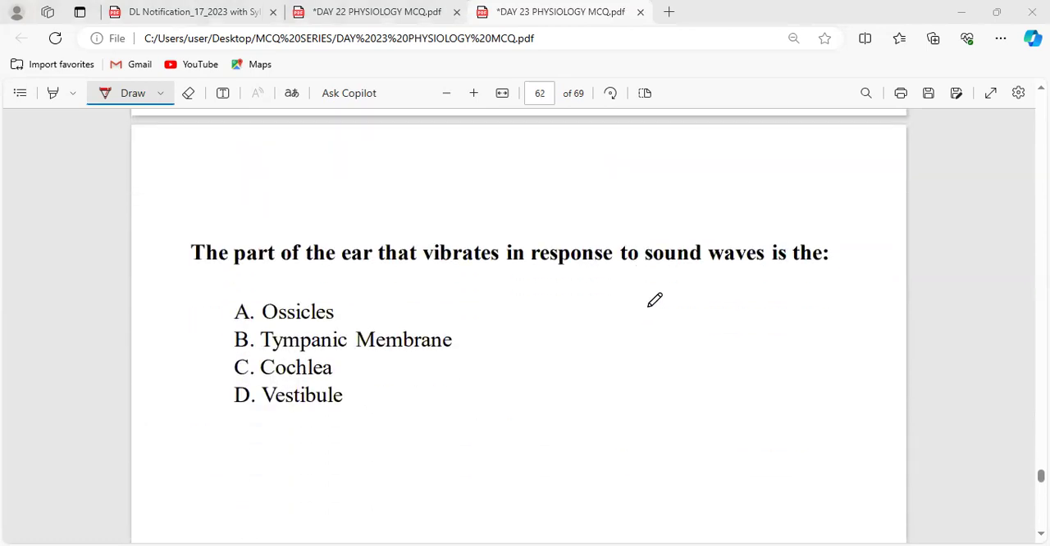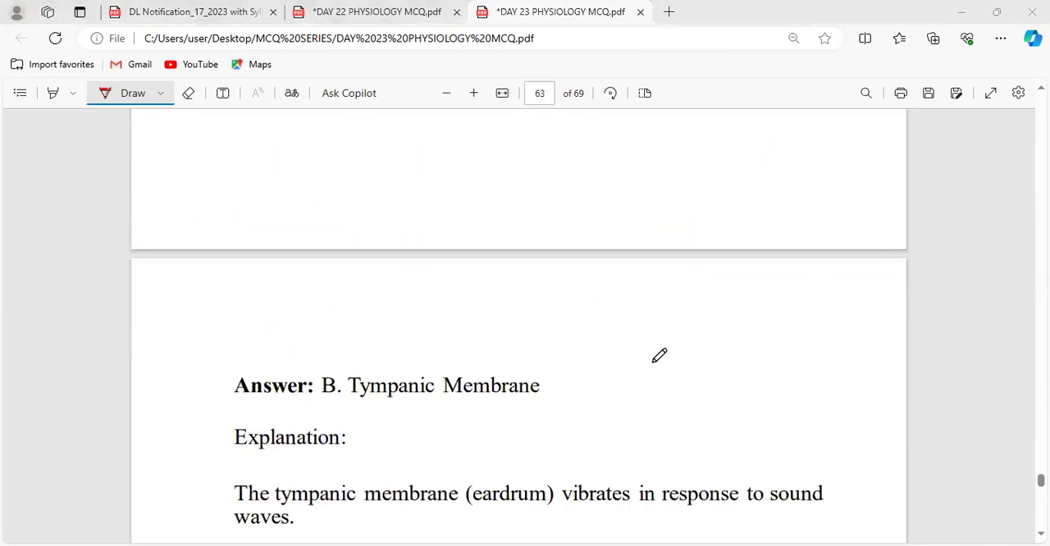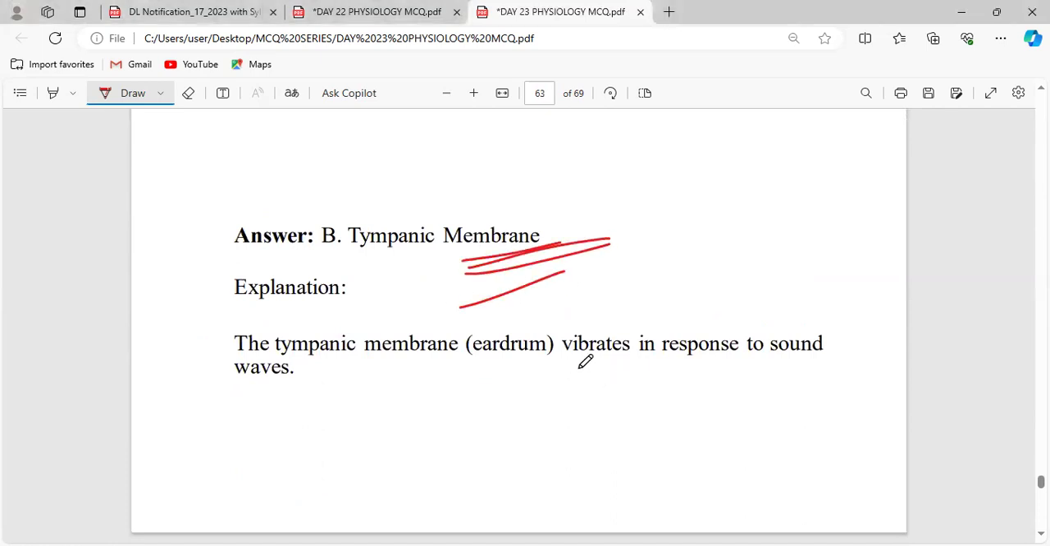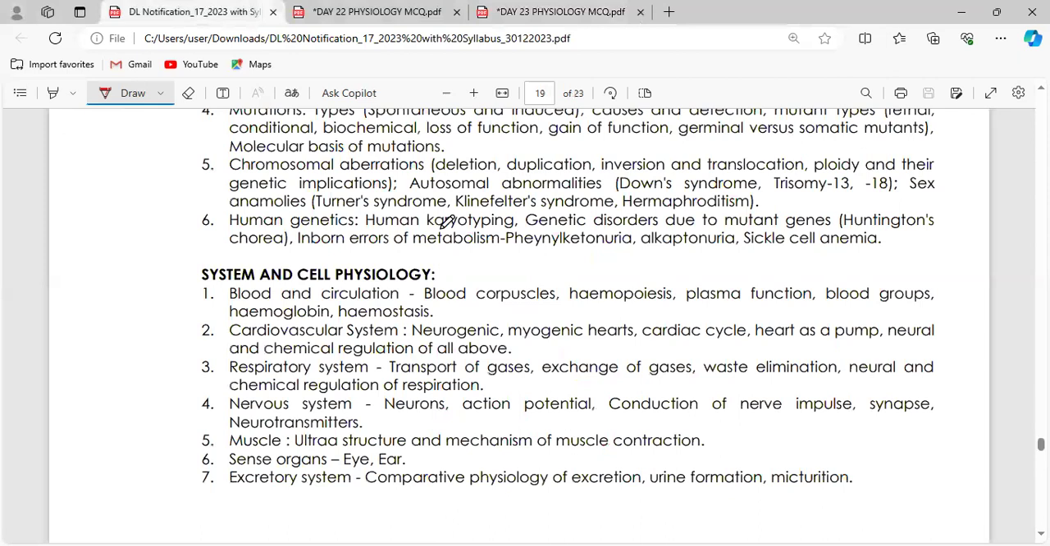Now, the part of the ear that vibrates in response to the sound waves is the tympanic membrane. This is the one that vibrates. It is the most important structure, you should not forget this.